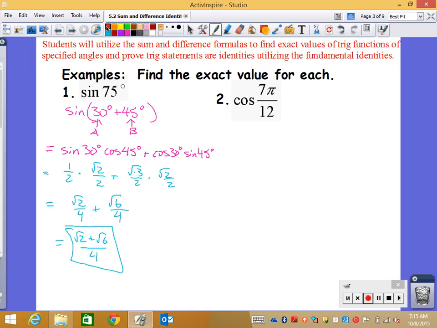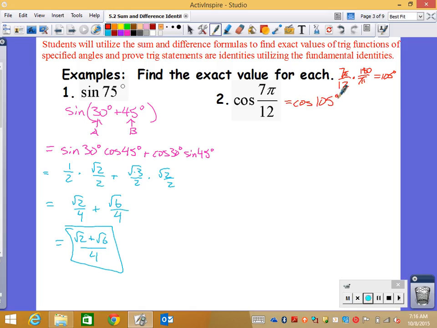Let's try one more: the cosine of 7 pi over 12. Now, if you can see this in radians, that's awesome. Do the whole thing in radians. However, if you can't see this in radians, or you think better in degrees, you can switch it. So you can use my conversion factor, 180 over pi. My pi's cancel, and I end up with 105 degrees. So we can also write this as the cosine of 105.